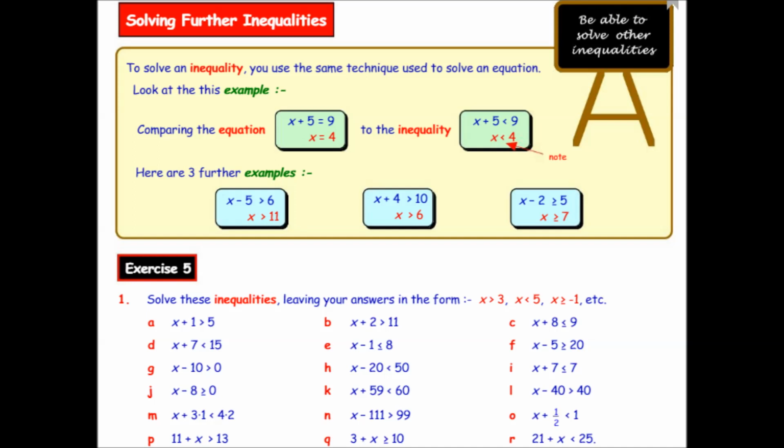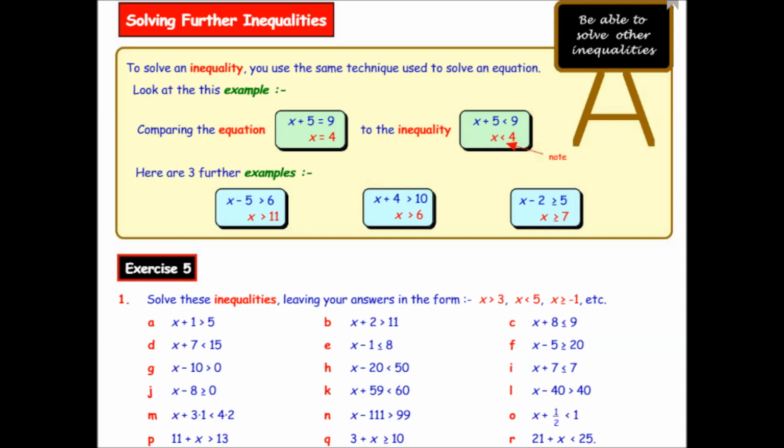So, let's look at the examples at the top. So, x take away 5 is greater than 6. So, x is greater than 11. X plus 4 is greater than 10. So, x is greater than 6. And x take away 2 is greater than or equal to 5. So x is greater than or equal to 7. Now, these examples are quite simple. As you go through, you'll see that some of them are not quite as simple.